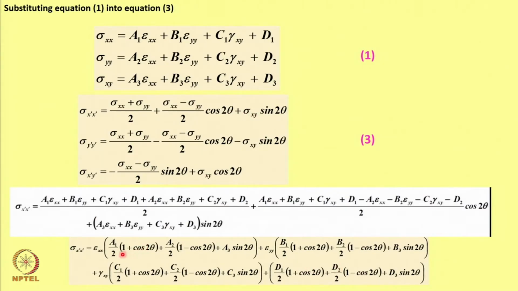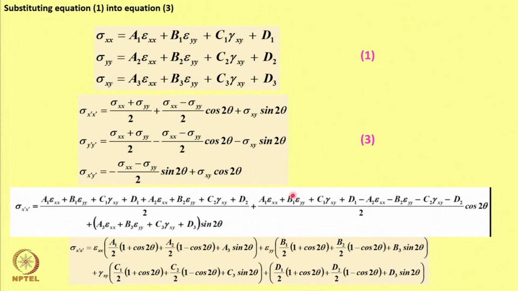When I group them, I get a1 by 2 into 1 plus cos 2 theta. Similarly, a2 by 2 into 1 minus cos 2 theta, a3 sin 2 theta, and similarly I can write for epsilon yy: b1 by 2 into 1 plus cos 2 theta, b2 by 2 into 1 minus cos 2 theta plus b3 sin 2 theta, and for gamma xy: c1 by 2 into 1 plus cos 2 theta, c2 by 2 into 1 minus cos 2 theta plus c3 sin 2 theta. All these three look similar, but this will be different.